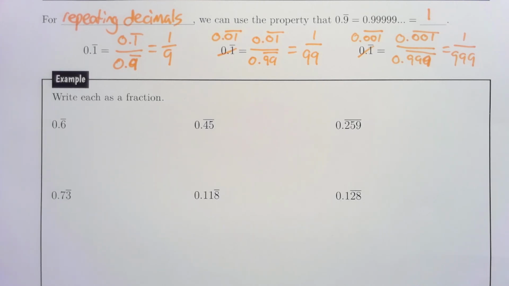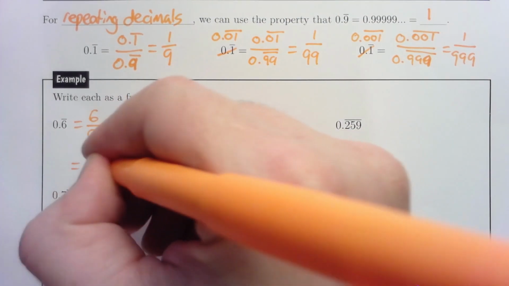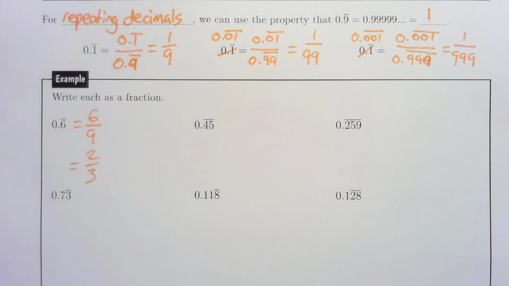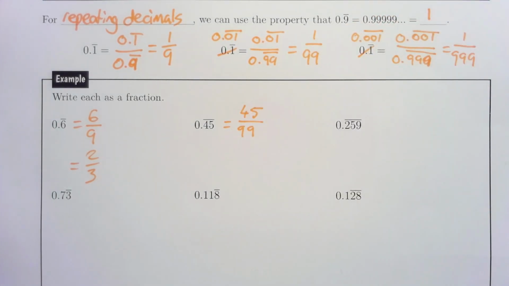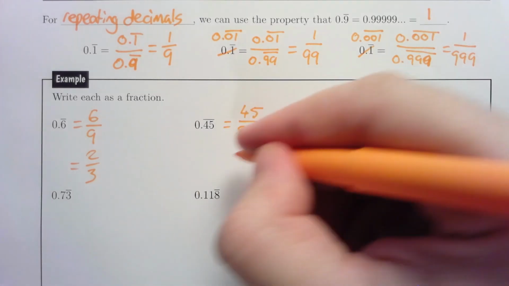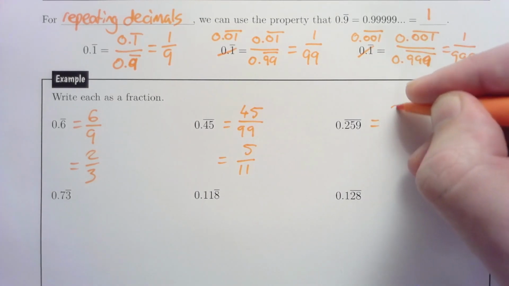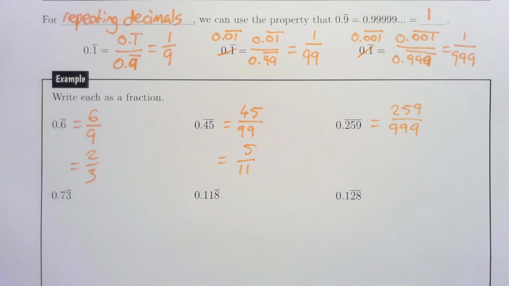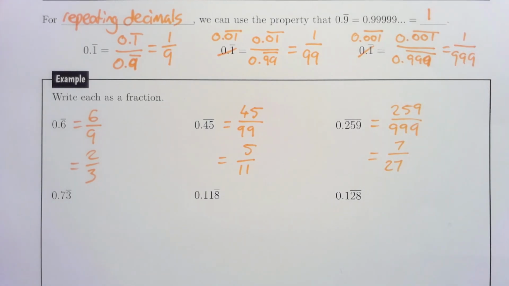For 0.6 repeating, we have one repeating digit, so we can write it with a denominator of 9. 6/9 simplifies to 2/3. 0.45 repeating has two repeating digits, so we can write our repeating digits over 99. This simplifies to 5/11. 0.259 repeating has three repeating digits, so we can write this with a denominator of 999. This fraction simplifies to 7/27.